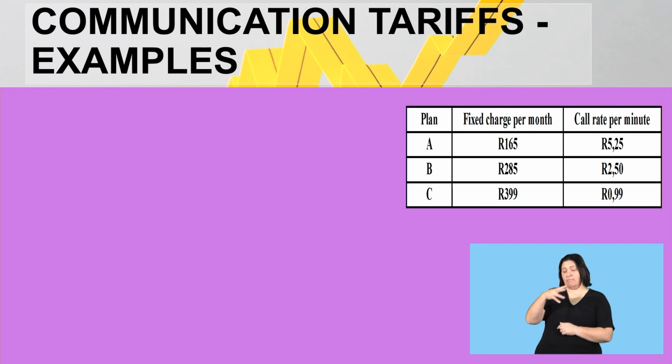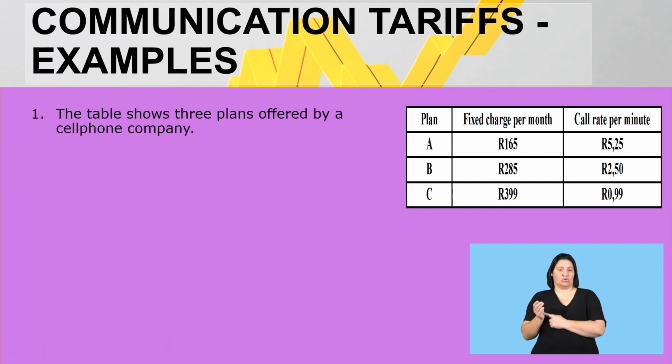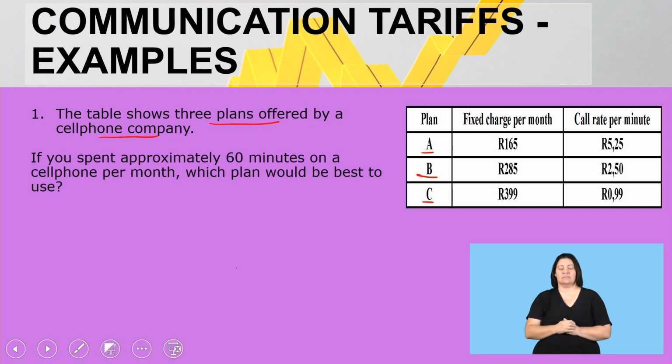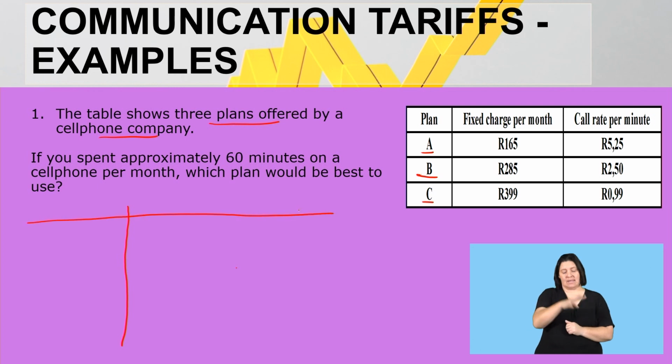So here I have a table, and number one says the table shows 3 plans offered by a cell phone company: plan A, plan B, and plan C. It says further, if you spend approximately 60 minutes on a cell phone per month, which plan would be the best to use? Let's quickly answer this question. Let's do our own table here.